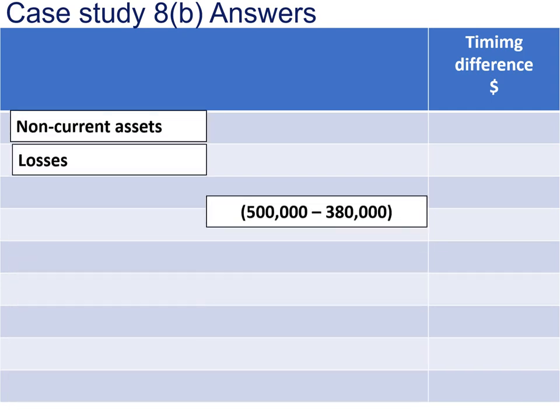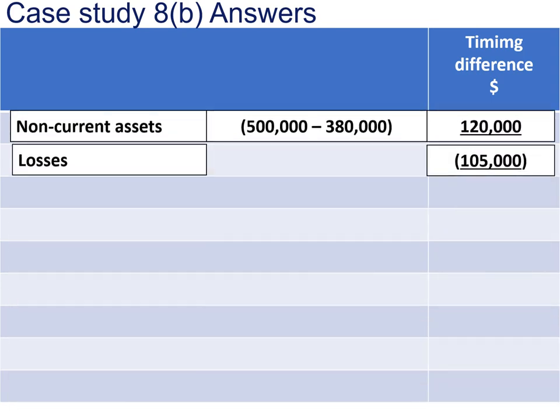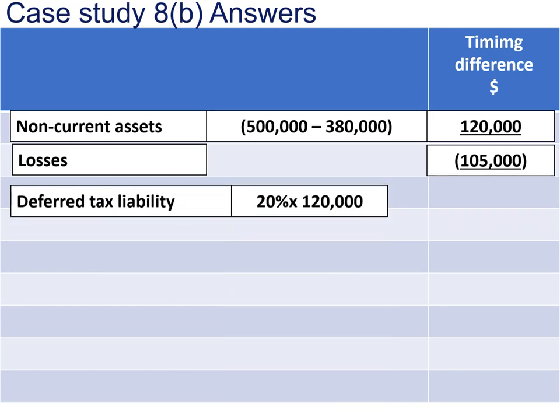Now for our non-current assets, we have a temporary difference of 120,000. For our losses, we have 105,000. So it's basically a tax base without a carrying amount. So our losses would give us a deferred tax asset, and our non-current asset will give us a deferred tax liability. Now, the deferred tax liability, we apply 20% to it.